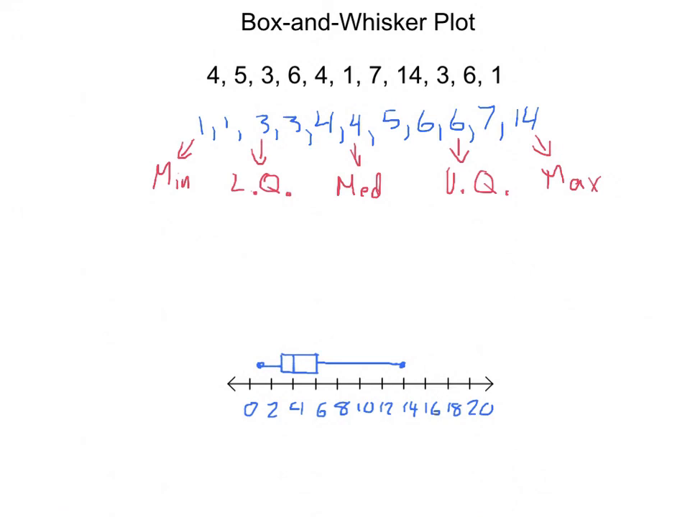And again, remember that each section represents 25% of the numbers that we have in our data, which means from the numbers 6 to 14, that represents 25% of our numbers. And if we look at our data, that would be right here. These numbers represent 25% of all of the numbers that we had. So there we have it, box and whisker plots.